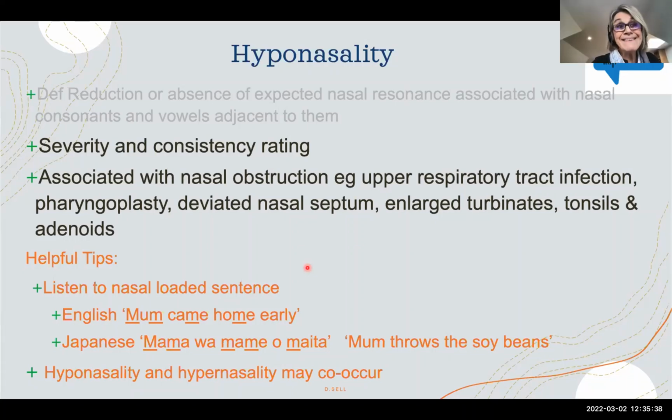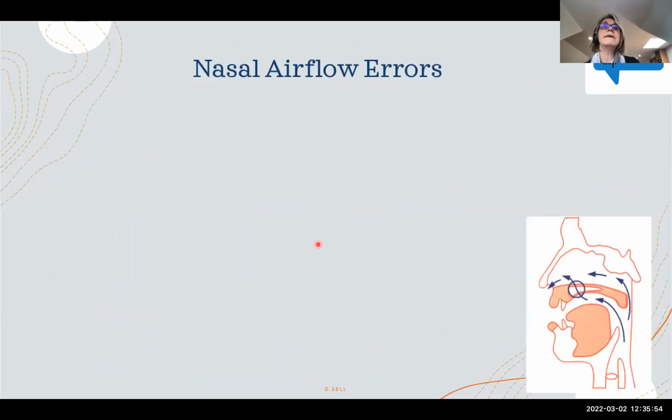And one thing to say, sometimes hypo and hypernasality may co-occur, particularly when there is pharyngoplasty and it's bilateral cleft lip and palate, perhaps unilateral cleft lip and palate. Let's now go on to the nasal airflow errors.